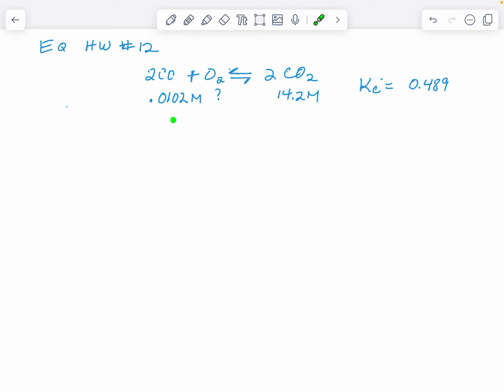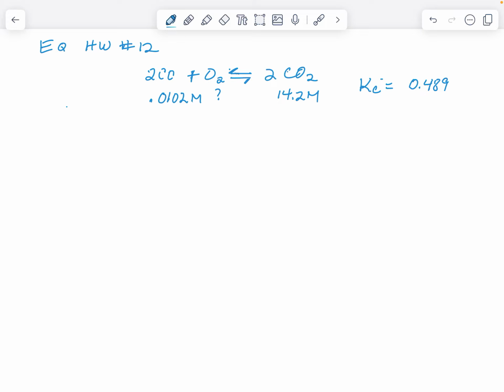initial concentration of carbon monoxide is 0.0102. We're solving for the concentration of O2, and we're given that the carbon dioxide concentration is 14.2 molar, and that the equilibrium constant is 0.489.